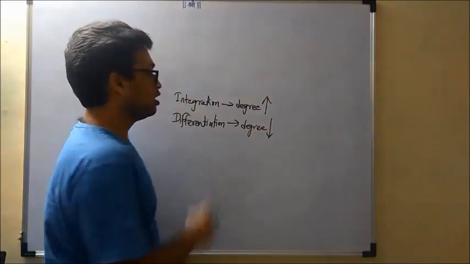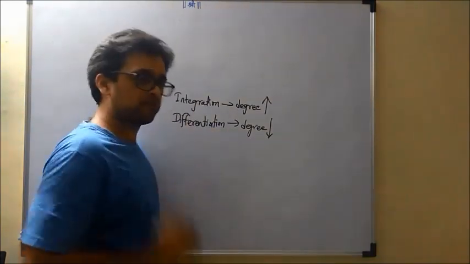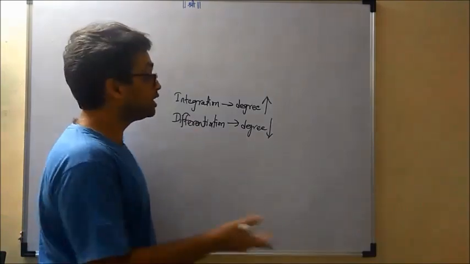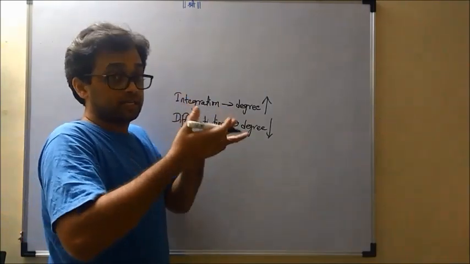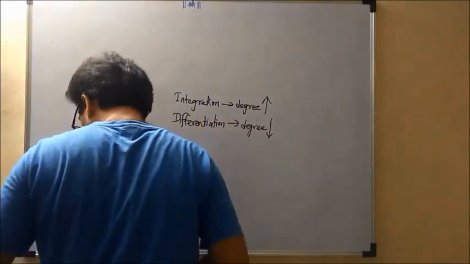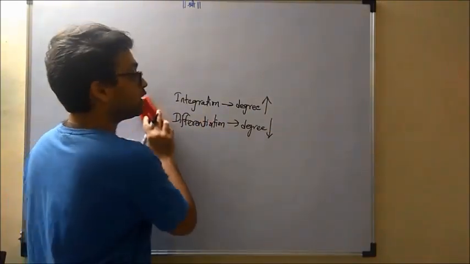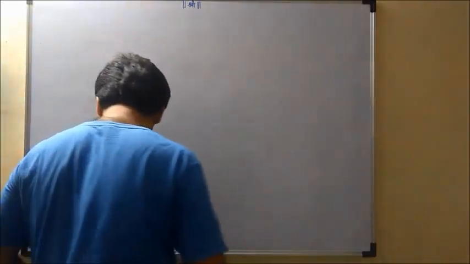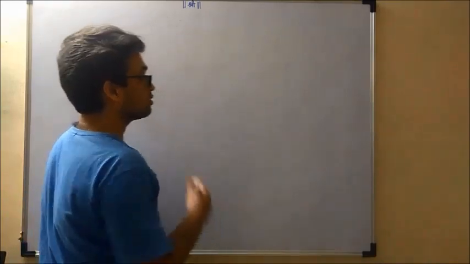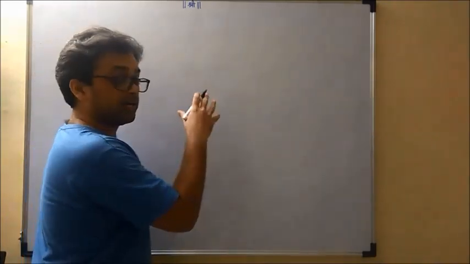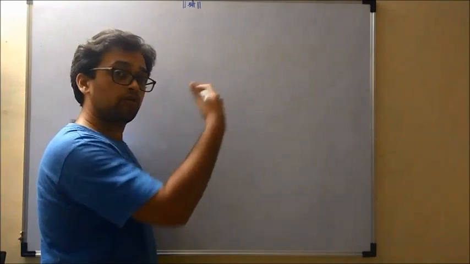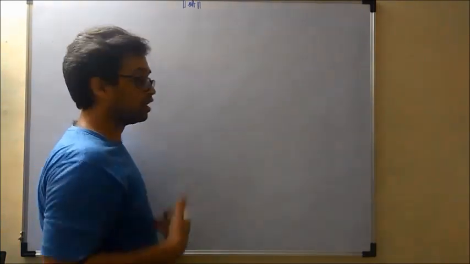Remember this forever. When you differentiate the curve, its degree decreases. You integrate the curve, its degree increases. Once you remember this, try to put it in the form of our XT, VT and AT curves. I had written some takeaways from our previous discussion of differentiation and integration.